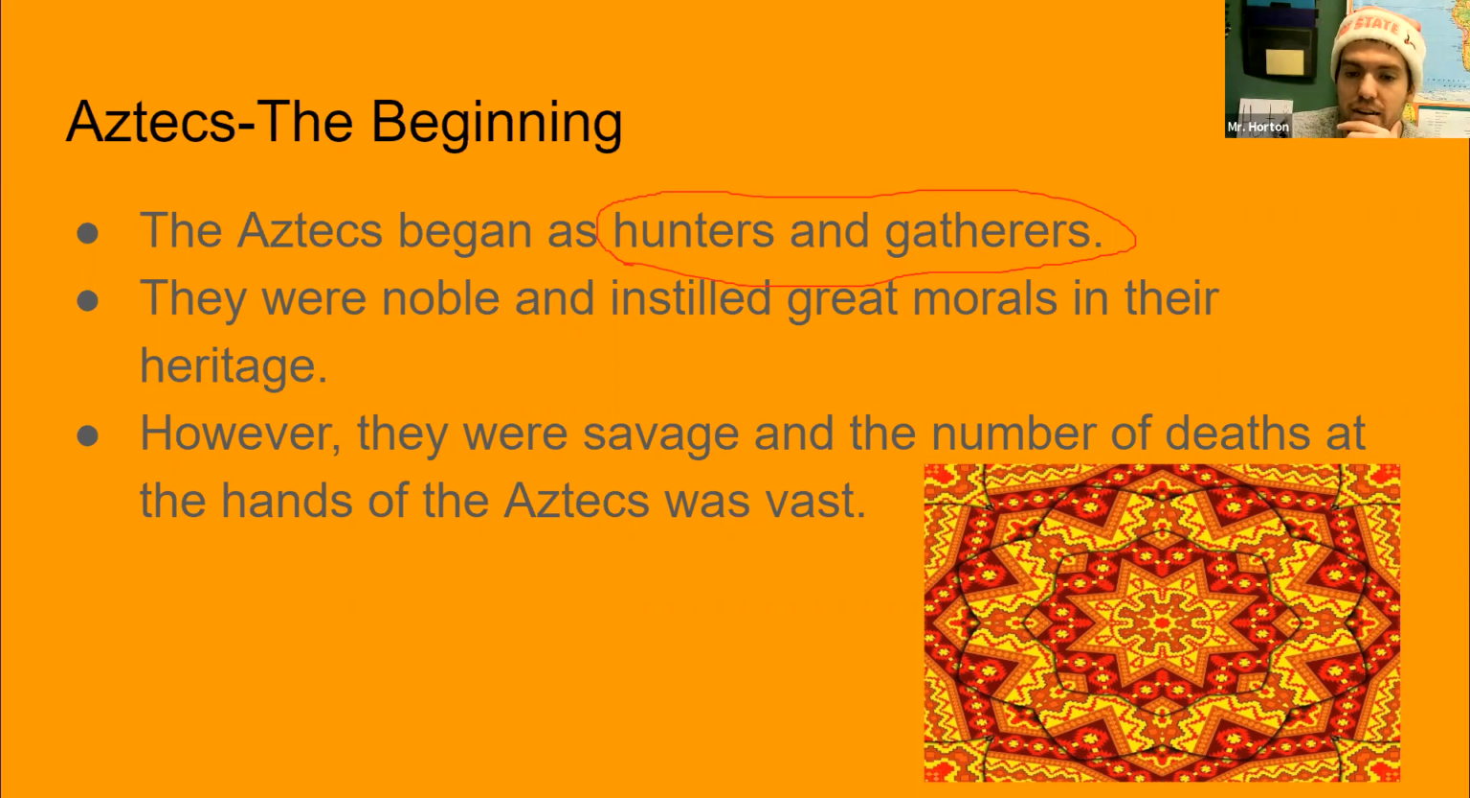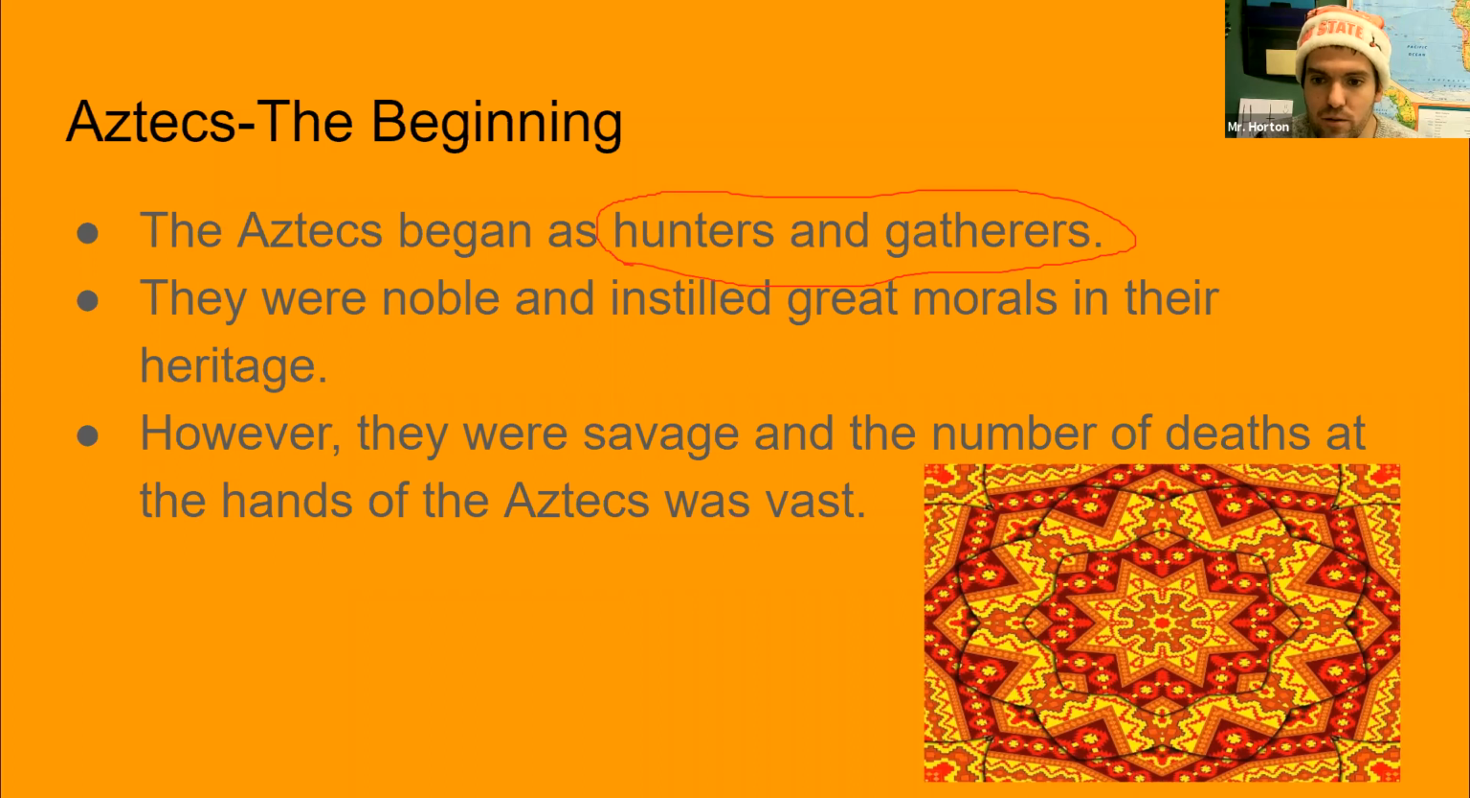All righty. However, the Aztecs were basically known as a savage group of people. They had a number of deaths at the hands of the Aztecs that was vast. So they had a very large amount of deaths that they caused, which we'll talk about here in a second. They were very fierce warriors, and they basically killed anybody that didn't want to become a part of their society. So as they began to expand their civilization and came across many villages and towns, they forced those people to join their society. And if they didn't join, then they were killed off.